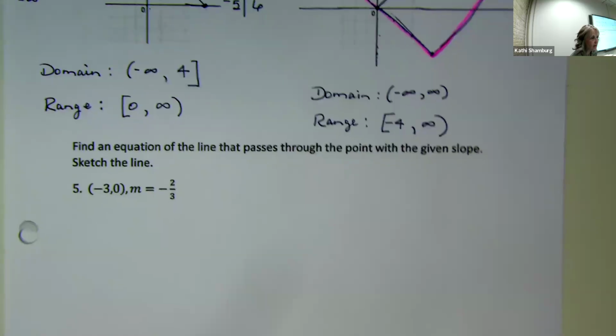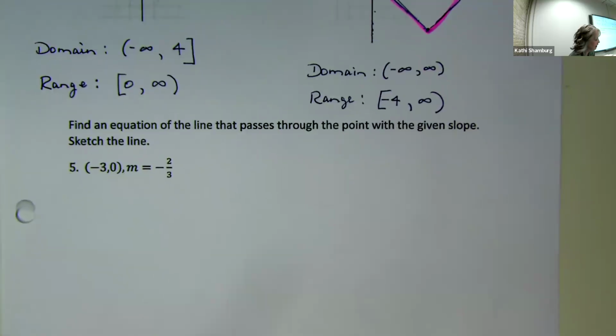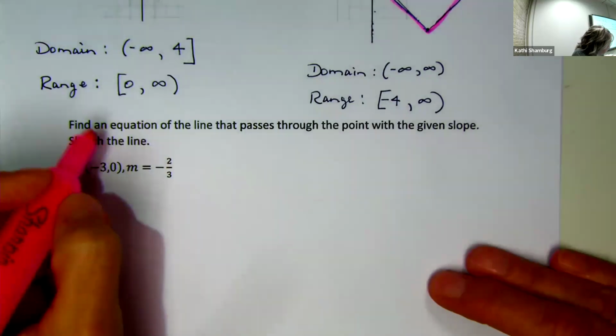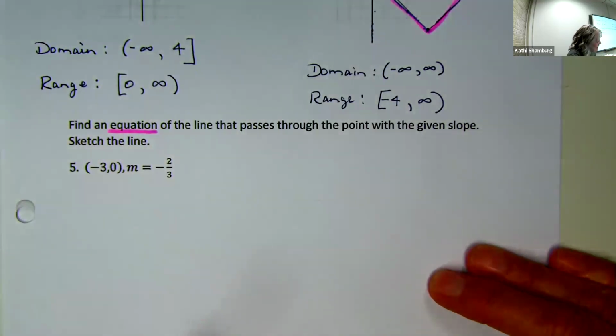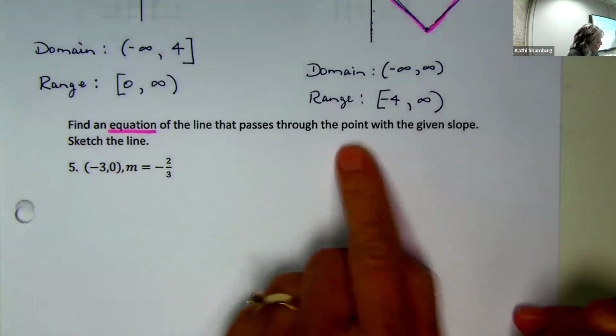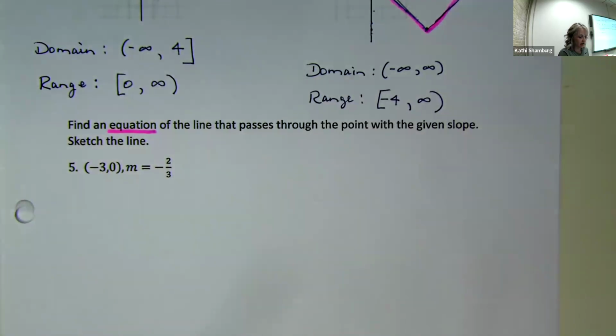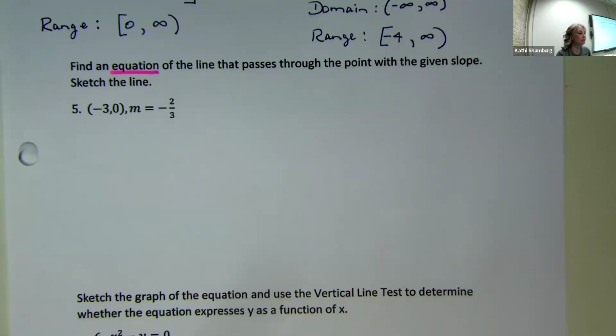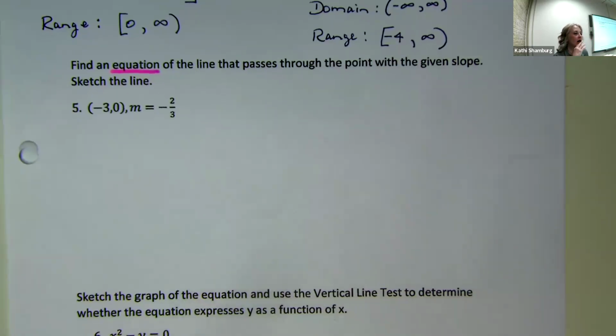All right. Find the equation of a line. So we're looking for an equation that passes through the given point with the given slope and then sketch the line. Huh, that's funny. I've not in the past typically sketched the line, but we will. All right. So when you think of slope and a point, what form of an equation do you most typically think of? It will be linear, but there's a particular form. We have the slope, we have a point.